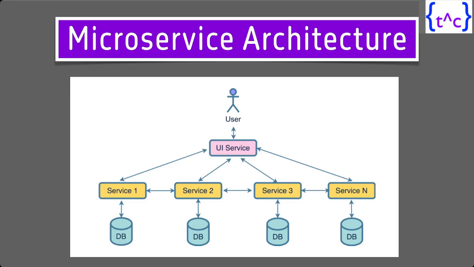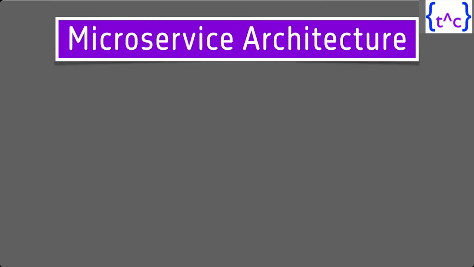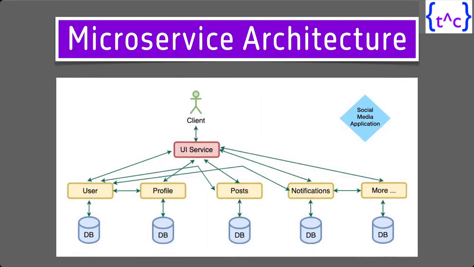Now, let's have a look at the social media example. If we design the social media application with the help of microservice architecture, how will that look? It will look like this. This is my client, like me, you, your friends, colleagues, whomsoever is using the social media application. They will be sending requests to the UI service.